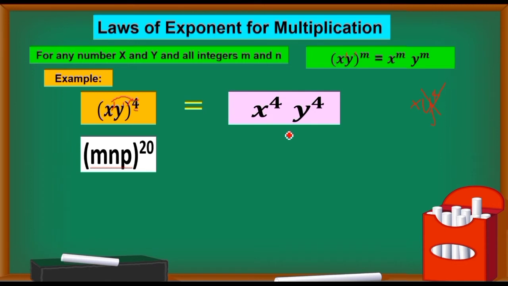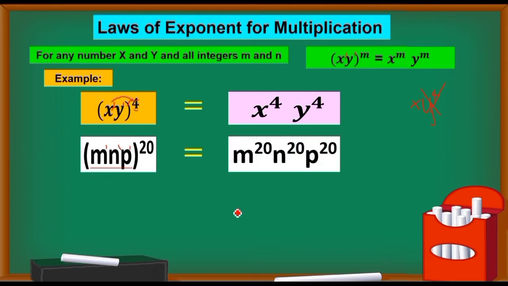So, another example is m, n, p quantity raised to 20. So, again, isipin po natin na mayroong 1 sa ating exponent sa m, sa n, at kay p. So, magiging sagot po natin ay m raised to 20, n raised to 20, and p raised to 20.